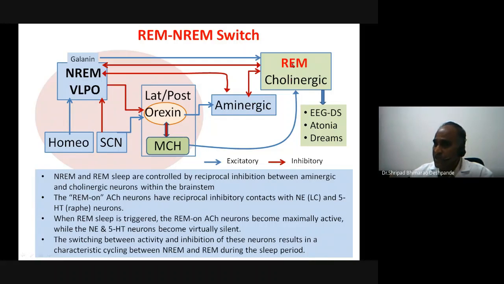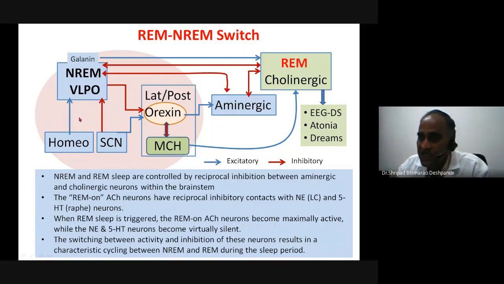When REM sleep is triggered, the REM on ACh neurons become maximally active. The cholinergic neurons become active, and this activity of the cholinergic neurons brings about desynchronization, atonia, and dreams. I have explained. Now, during this time, the NREM is zero, quiet. So when REM sleep is triggered, these become maximally active, and these aminergic neurons become virtually silent. And these neurons are tonically active, so they exhaust, and then they will take over. When they take over, that means another set of neurons will be operating. The switching between the activity and inhibition of these neurons results in a characteristic cycling of NREM and REM.